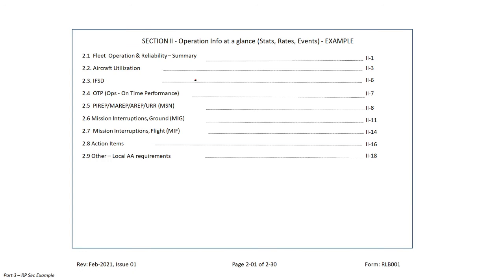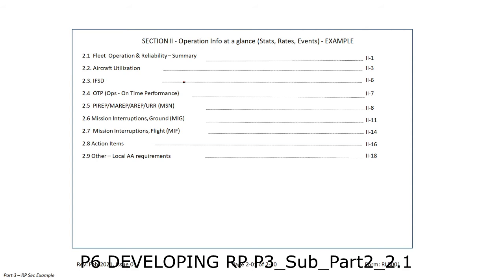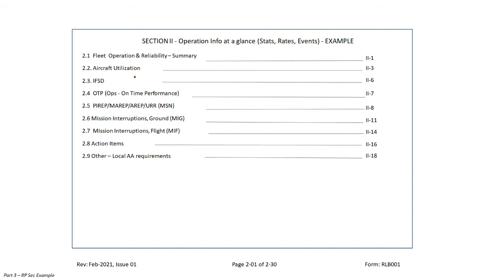Now let's see some interesting examples from section 2. In this slide, we have the subsection name titles. I'm not going to spend time going through all these names. We already spent a good amount of time when we discussed these templates. You can go 3-4 presentations back. But I would like to remind you that section 2 is all about fleet operation reliability summary.